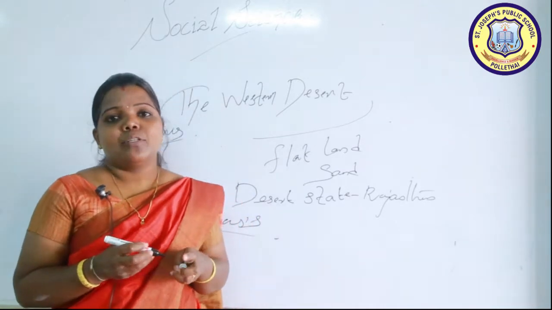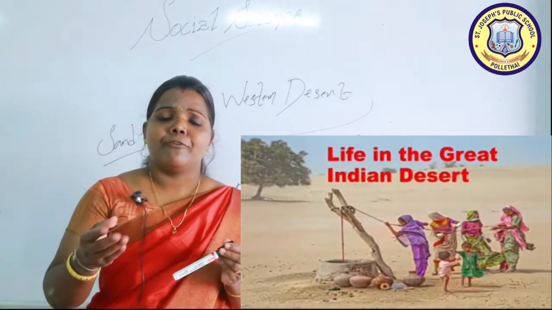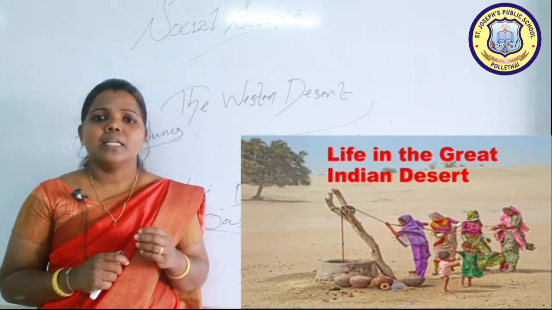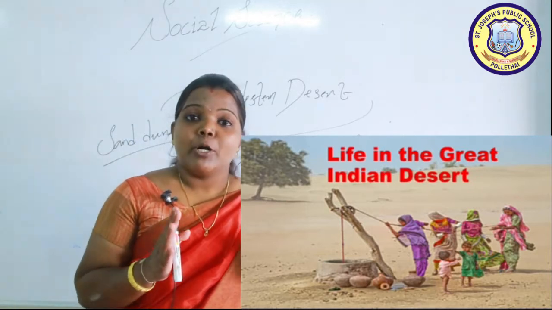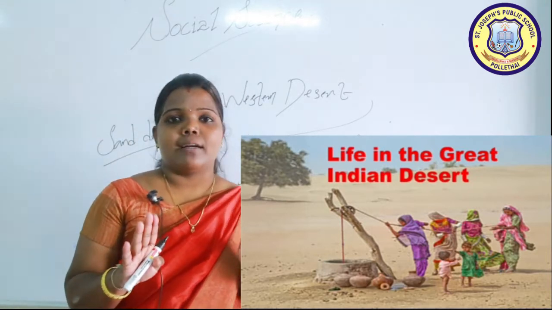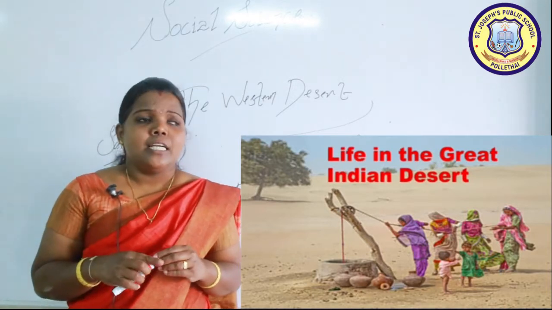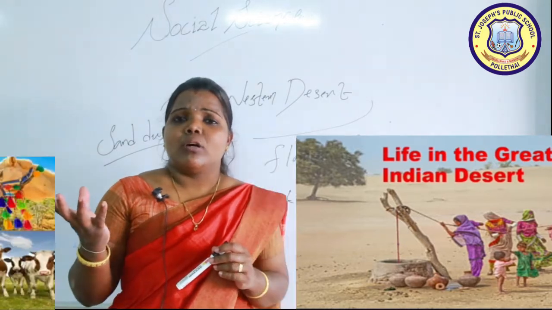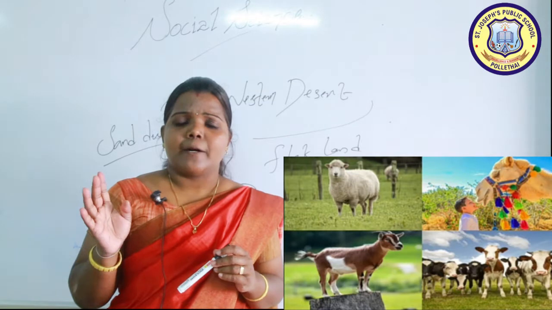Next is about the life in the Thar desert, or life in Rajasthan. Life in the desert is very tough. Why? Because of scarcity of water, life in the desert is very tough. People mostly rear animals like sheep, goat, camel, etc.